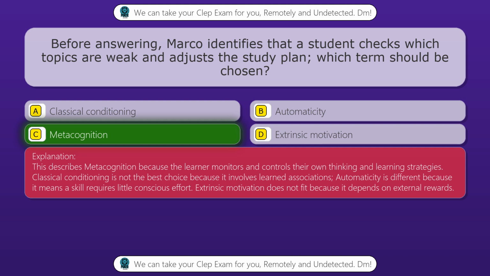This describes metacognition because the learner monitors and controls their own thinking and learning strategies. Classical conditioning is not the best choice because it involves learned associations. Automaticity is different because it means a skill requires little conscious effort. Extrinsic motivation does not fit because it depends on external rewards.